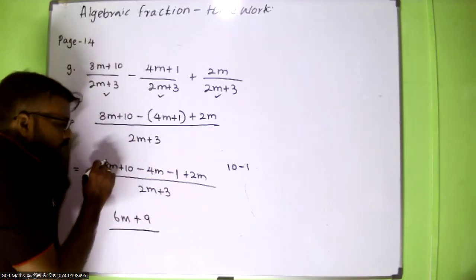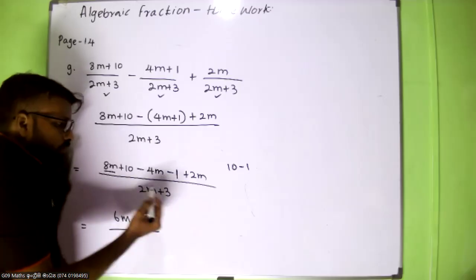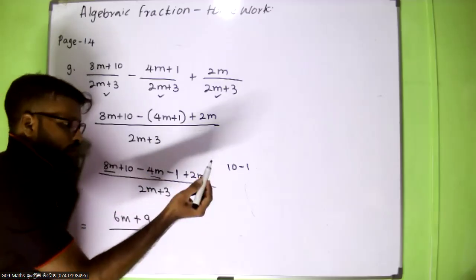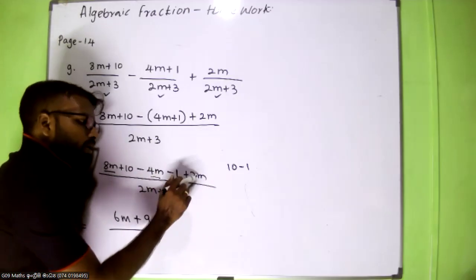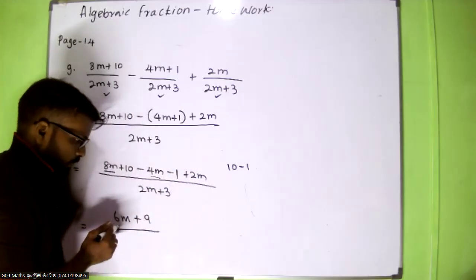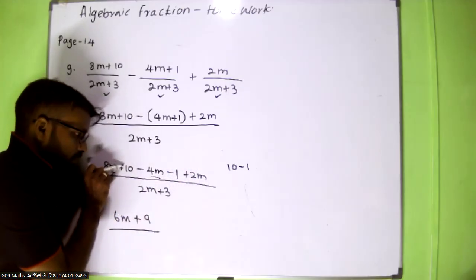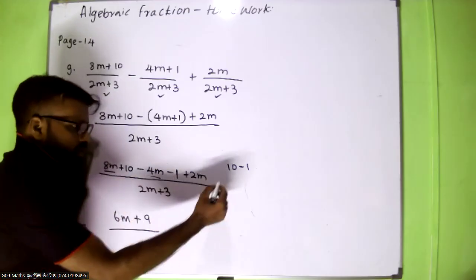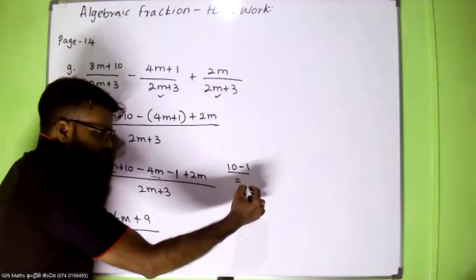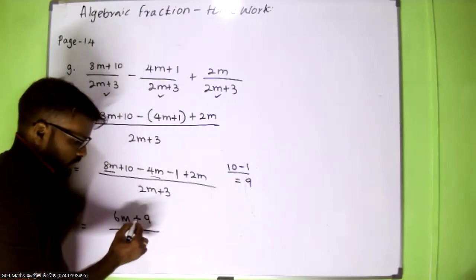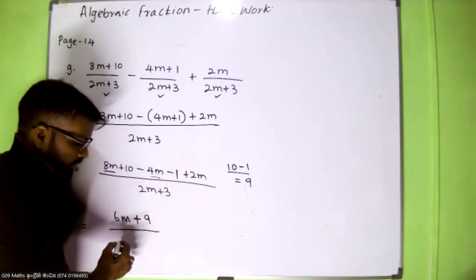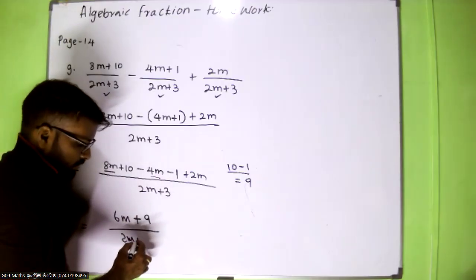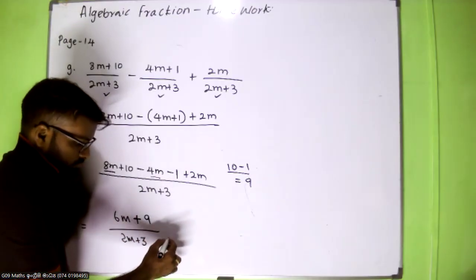8m minus 4m, 4m. 4m plus 2m, 6m. 10 minus 1, 9. That means 10 is the bigger, so 10 minus 1 means positive 9. Divide by 2m plus 3.